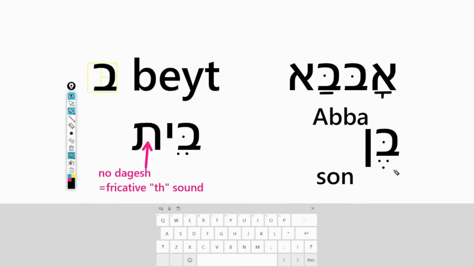Okay, because this is not a vav, this is a bet, then this is a ben. And ben is the word for son. Beyt, and this is a noon.